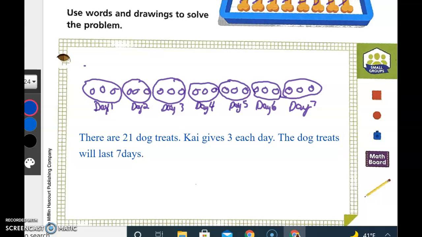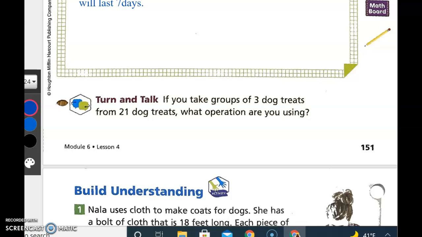So there are 21 dog treats. Kai gives 3 each day. The dog treats will last 7 days. Now the turn and talk down at the bottom says, if you take groups of 3 dog treats from 21 dog treats, what operation are you using? So if you had 21 dog treats and you went and picked 3 of them up and gave them to your dog this morning, what did you use? What operation? Subtraction. Okay?